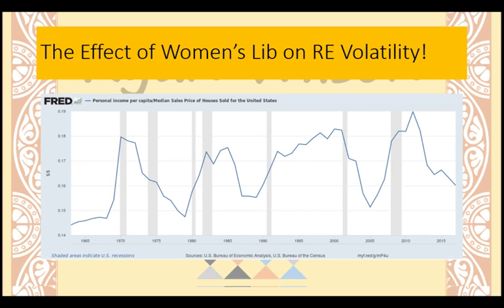Because we thought we fixed it in the 1980s, okay. But it didn't really work. This is the beginning of women's lib, and this is now it in maturity, and it started low, and it kind of fixed it. But then look at this. Whoa. Look at that volatility. Okay, so let's go to the next slide.